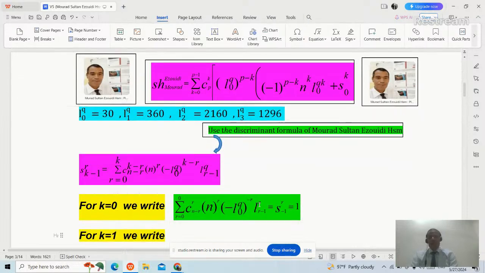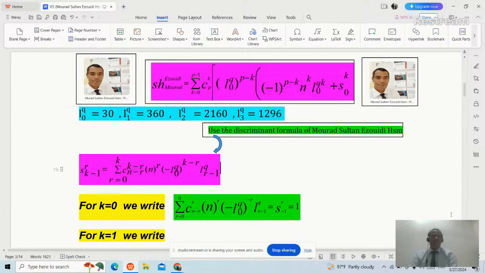My formula deals with the value of S_{k-1} raised to the power r, equal to the sum from 0 to k, combination n minus r choose k minus r, n raised to the power r times negative L0 of ODQ in parentheses raised to the power k minus r, times LR minus 1 of ODQ.